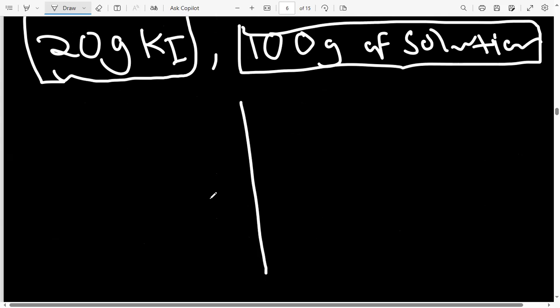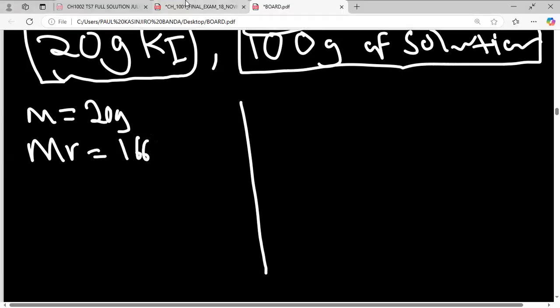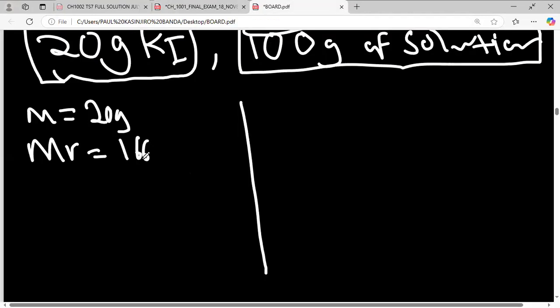So this is what we are going to do. We are going to divide this board into two. I have the mass of this potassium iodide as 20 grams. Remember I was also given the molar mass of this guy as 166.0 grams per mole.